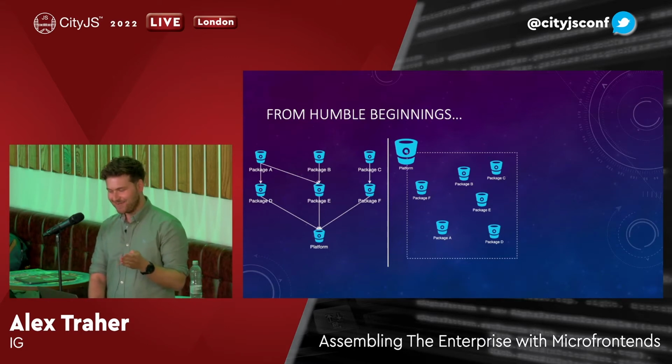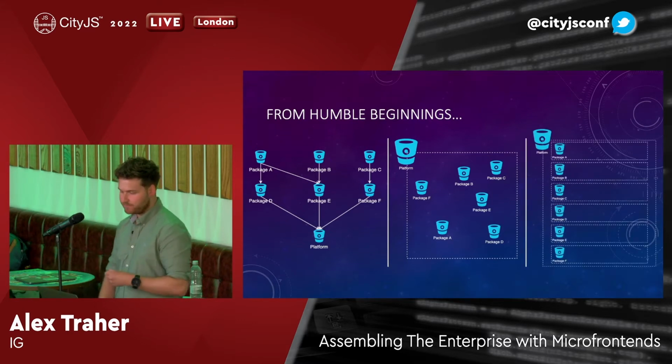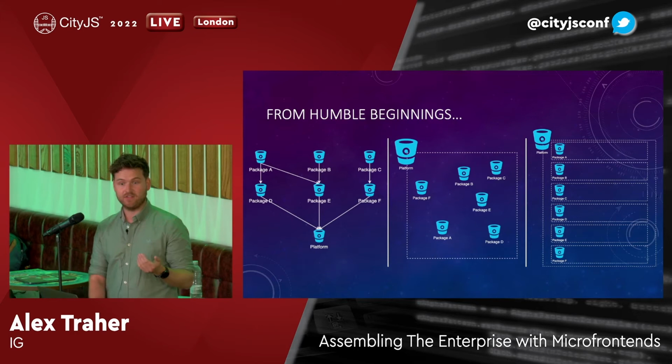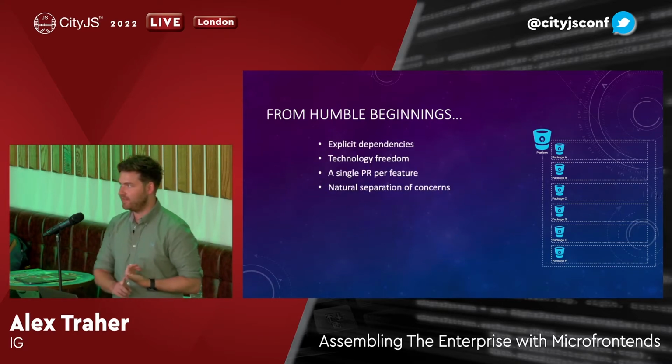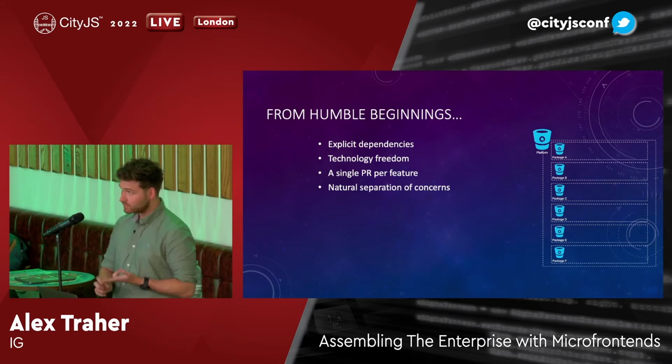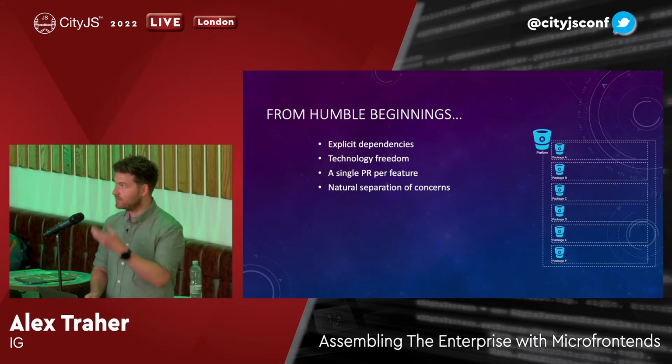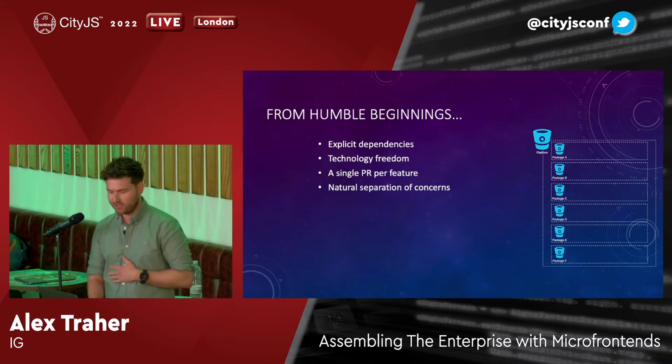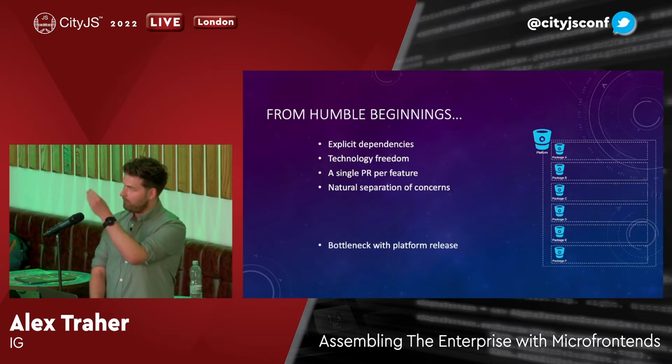So what we did was move this monolithic application and migrate it to a monorepo. This was great because we had some of the advantages of our separated code base and some of the advantages of our monolithic code base. We had explicit dependencies again. We had technology freedom, so any of our packages could be in any framework we wanted. We still only had that single PR per feature, which was a real benefit of the monolith. And by having these packages, we have a natural separation of concerns. We did have one big outstanding thing that was not perfect with this model, and that was a bottleneck with the platform release.